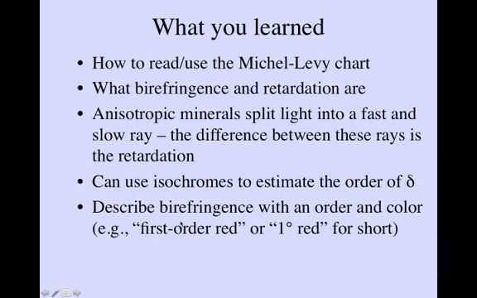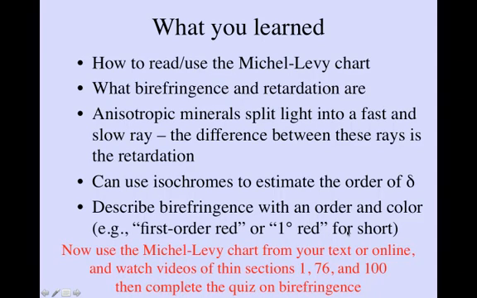All right, what you learned in this is how to read and use the Michel-Levy chart, what birefringence and retardation are, that anisotropic minerals split light into fast and slow rays, and the difference between those rays is the retardation, that you can use isochrons to estimate the order of birefringence, and you can describe birefringence with an order and a color. For example, first order red, or you can use the shorthand with the degree symbol to say first order red for short.